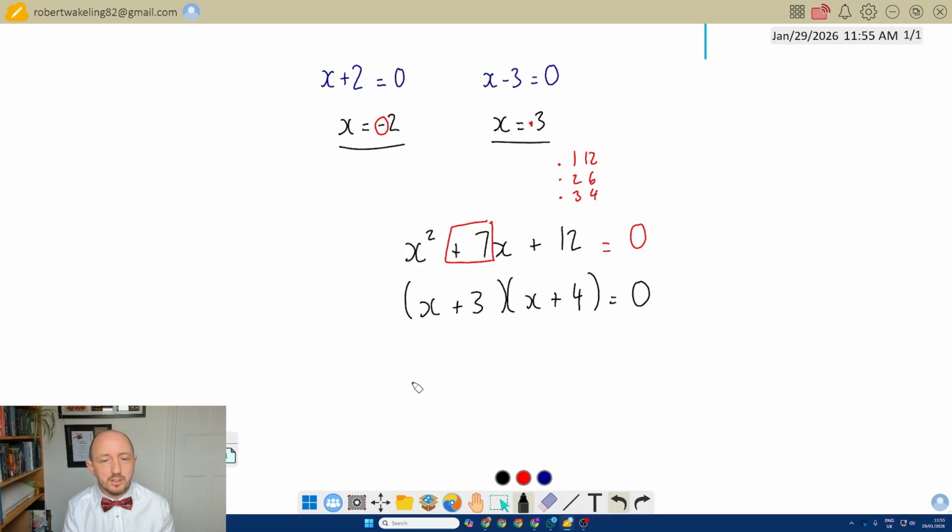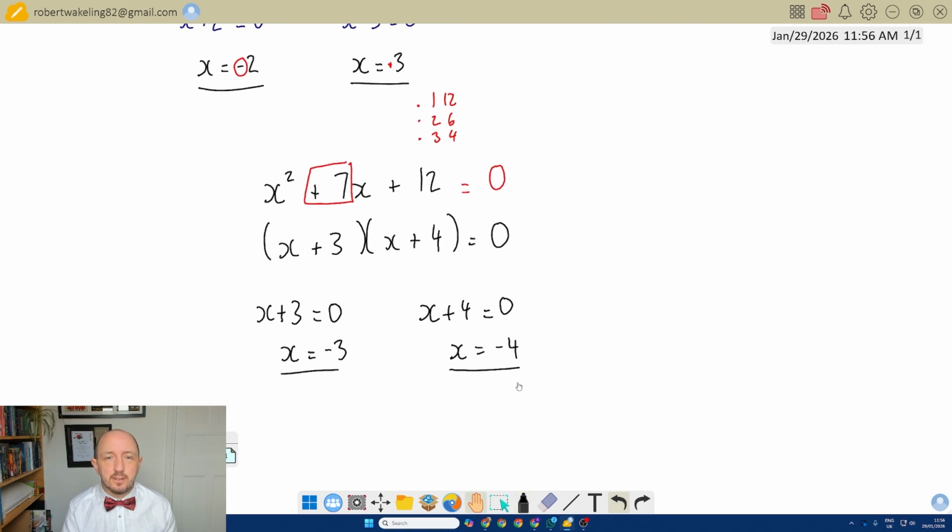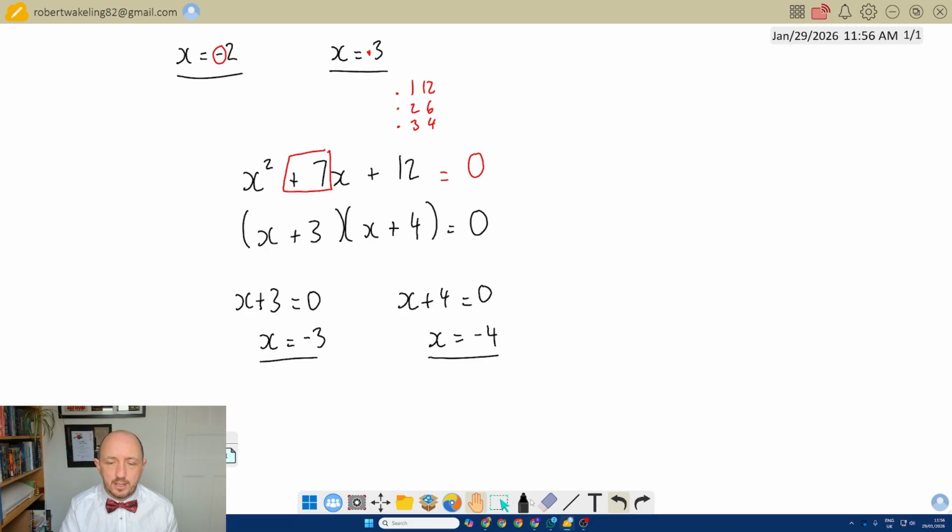Then remember what to do next. Take each bracket, put it equal to 0, and then solve for x. So x equals, I need to take 3 from both sides, the opposite of this, and then this one, the opposite of +4 is -4.